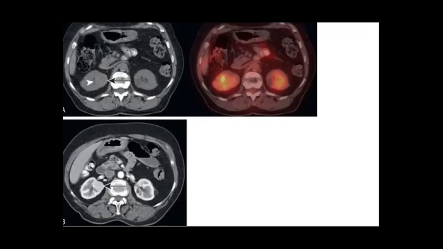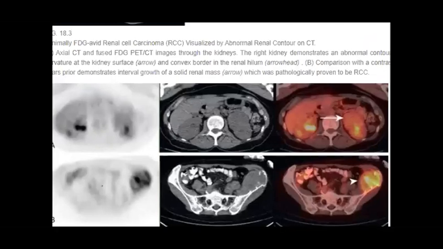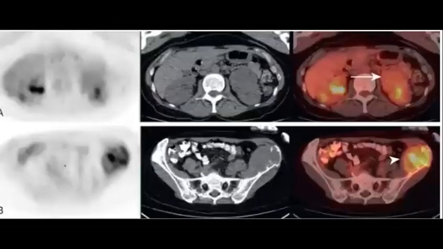It will be RCC, yes, the most common one. So as you see, renal cell carcinoma can sometimes take high uptake, and sometimes it cannot take high uptake. So be careful about this, okay? It can have low grade uptake, yes. And I hope that you enjoyed this case as well, okay?